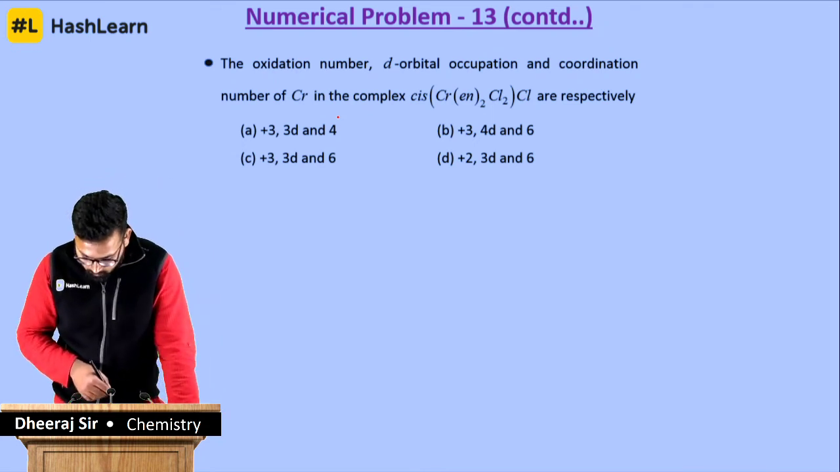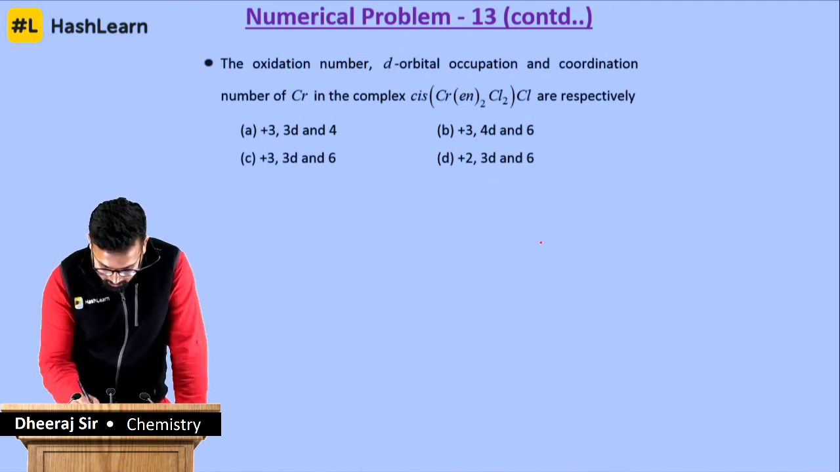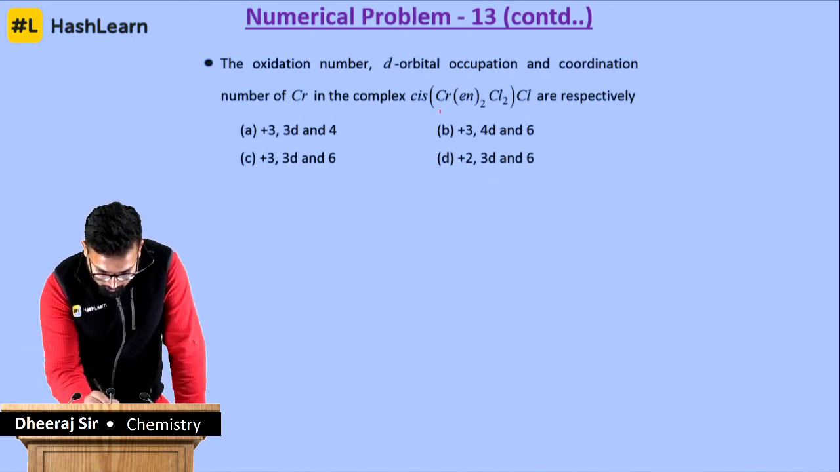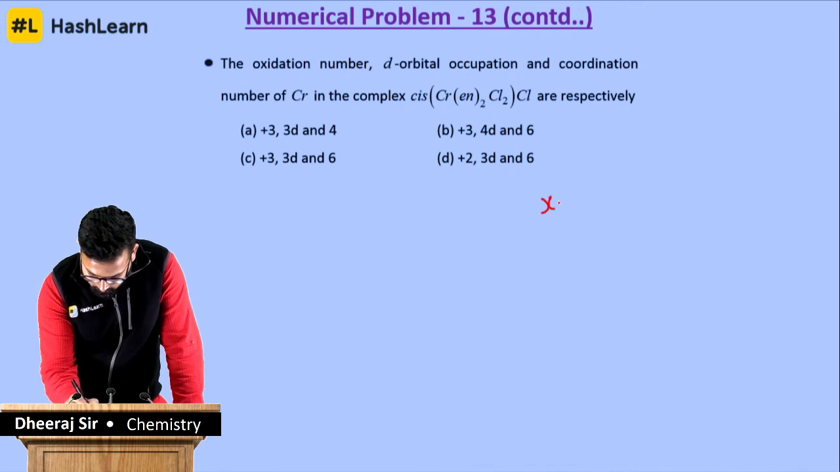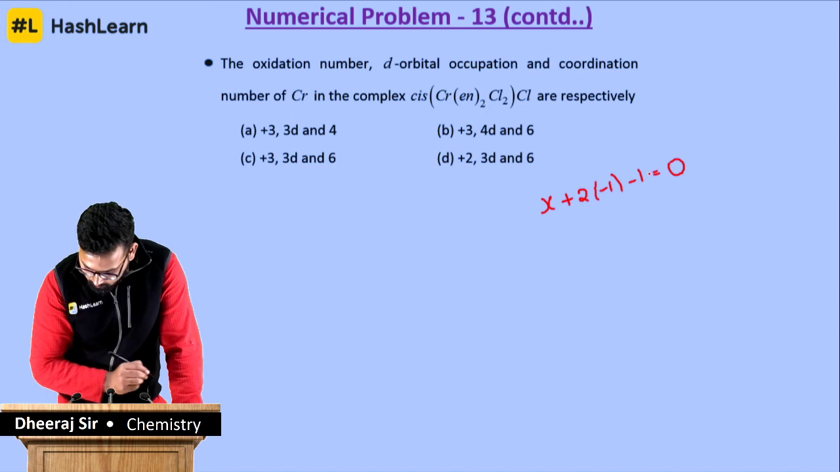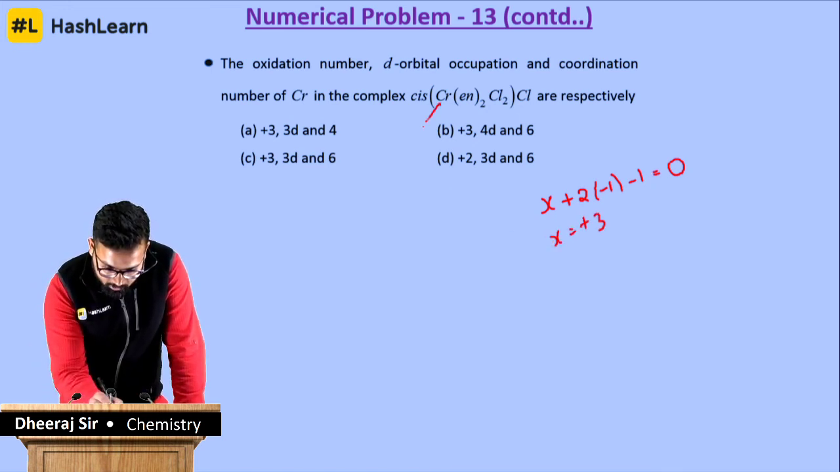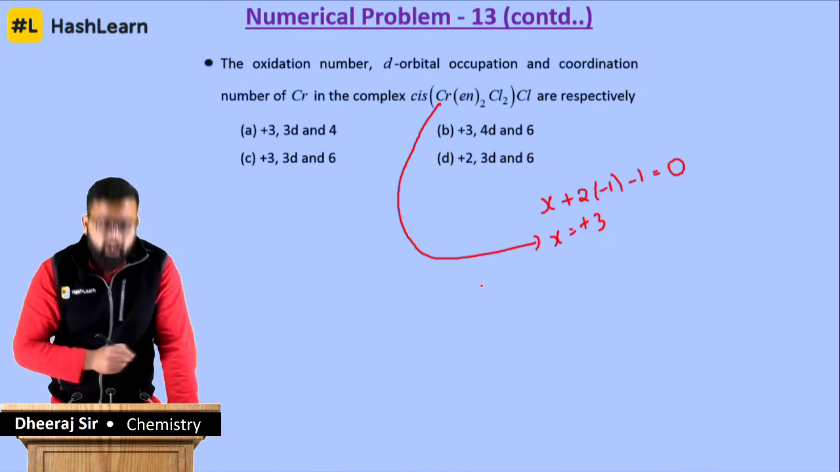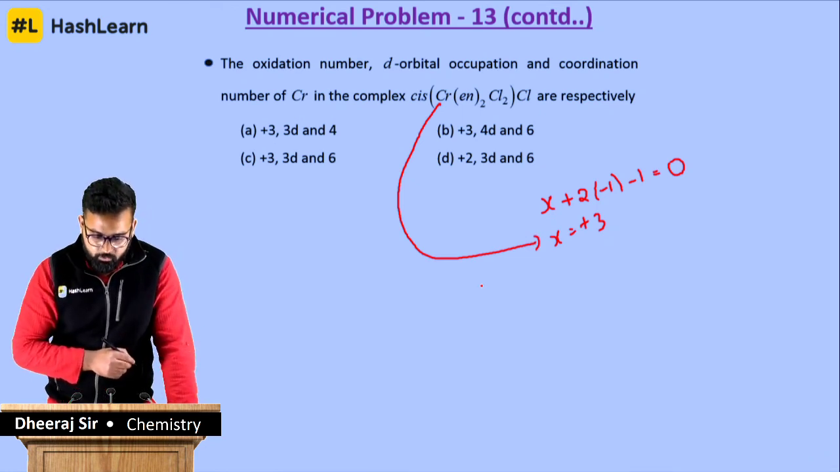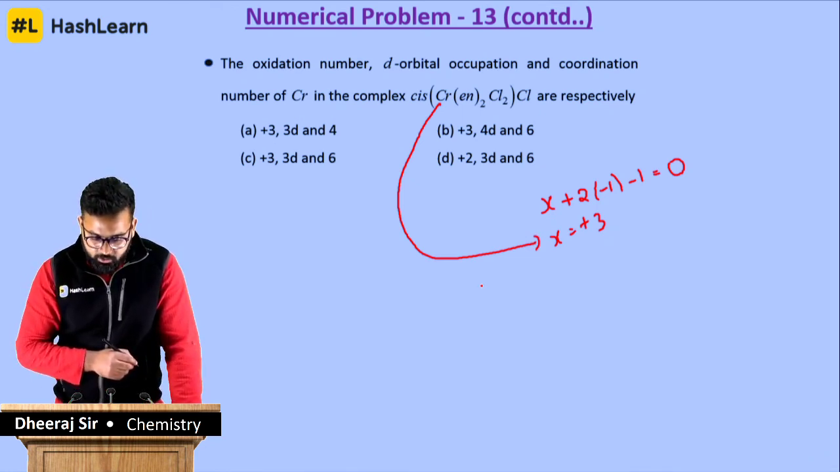So let us look at the oxidation number first. Chromium is X, plus 2, minus 1, minus 1 is equal to 0. Therefore, X is equal to plus 3, which means chromium is in plus 3 oxidation state.